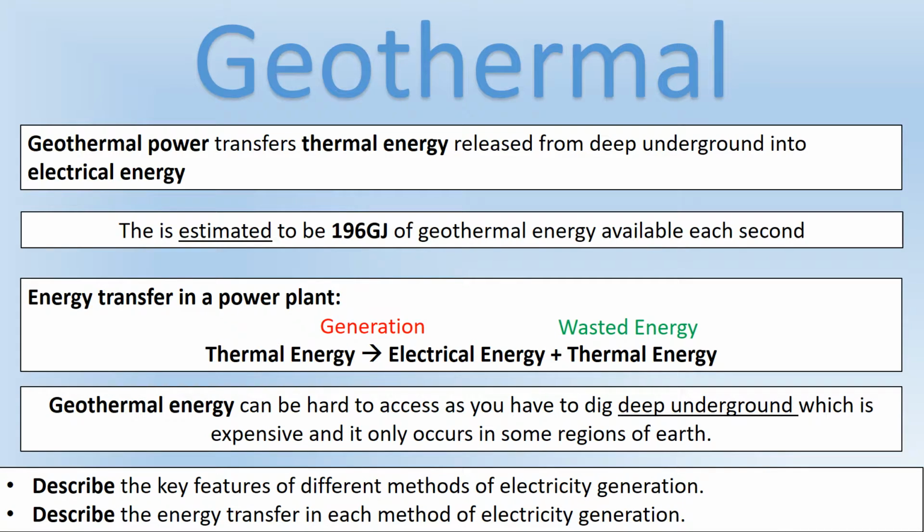So we're getting stuff that's deep down is very hot, and we can take that energy and use it to our advantage. So there's a large quantity of this energy available, but it can be very hard to access as we have to dig very deep underground, which is expensive. It's only available in certain locations on Earth, and again can damage the environment around the plant. So it's a very simple power plant because we just already have the thermal energy. We don't need to generate it, but we can't harness all of it usefully. Some of it becomes electrical, but some is just sent into the surroundings as thermal energy there.